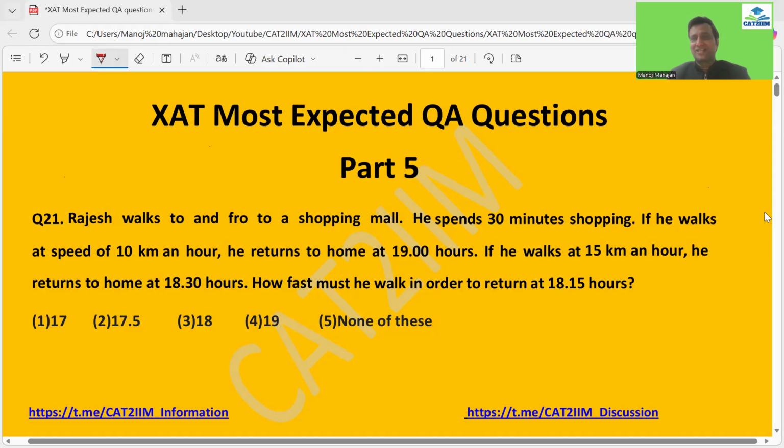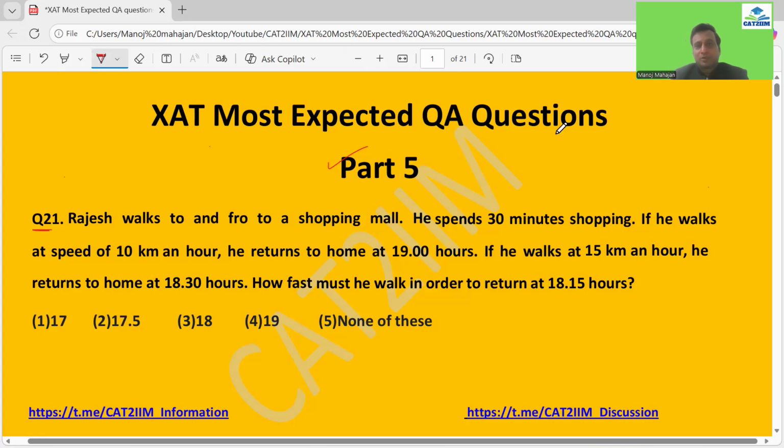Expected QA question series. Today we are going to look at part 5. You can expect direct or similar questions in the XAT paper. So make sure that you pause on each and every question, spend time, and then you can look forward to the solution to each of the questions. Question 21 is based on time, speed, distance. A lot of students are going to use equations here. We are going to look at the super trick shortcut of ratios.